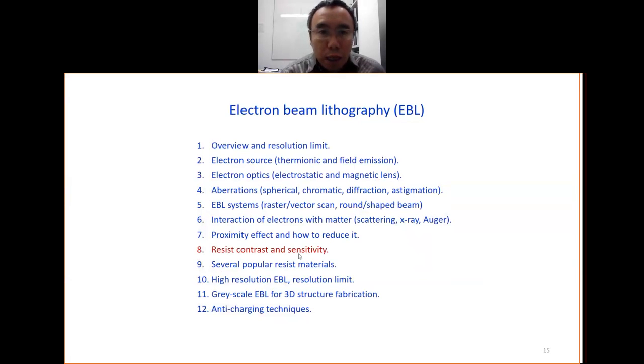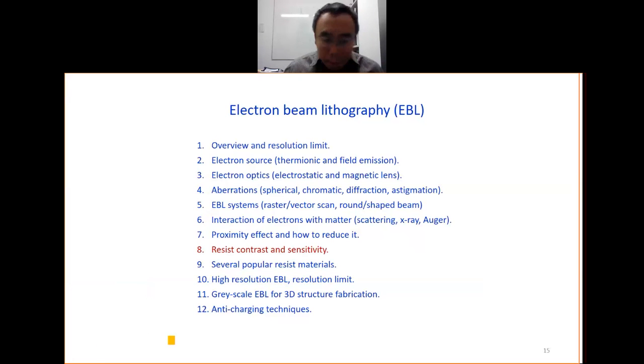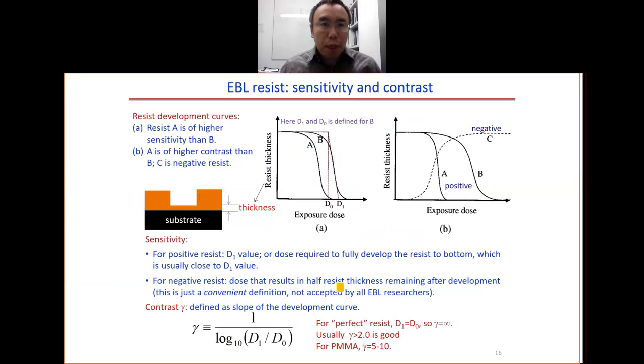So now let's look at resist, contrast, and sensitivity. So for the resist, I'm sure you have learned this in photolithography last term. We coat the resist film on top of the substrate. Then we do the exposure, then we do the development.